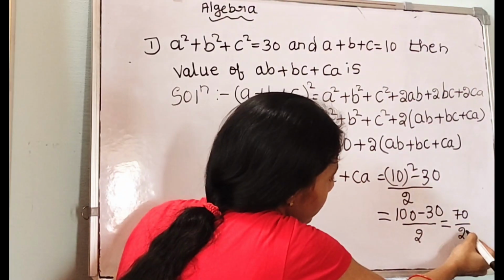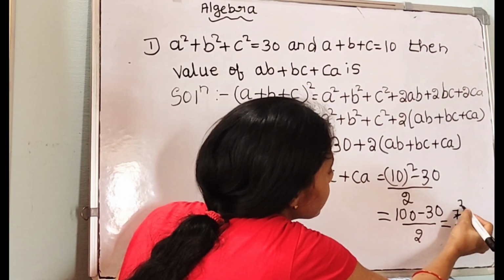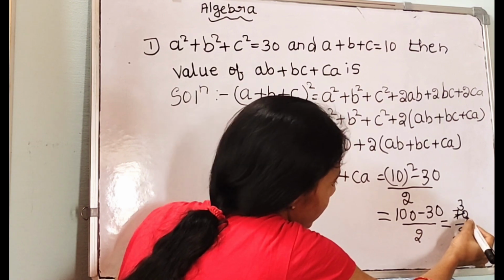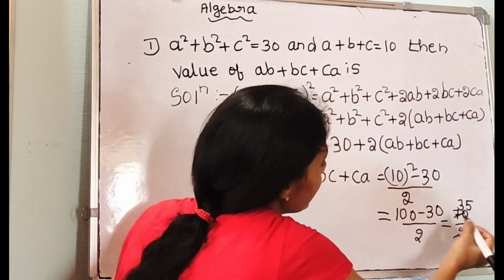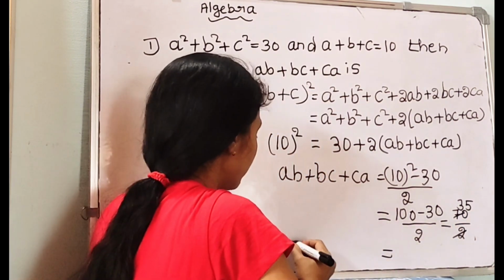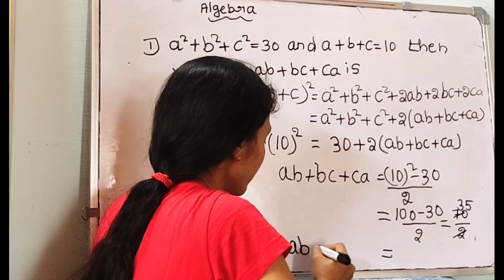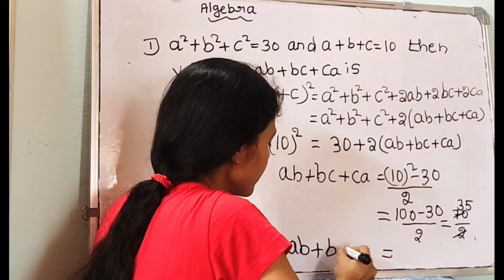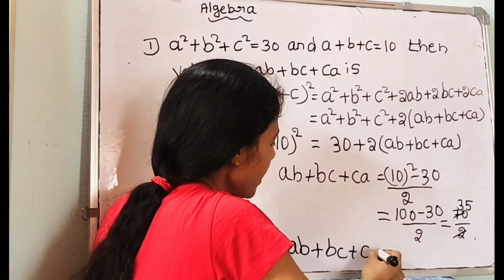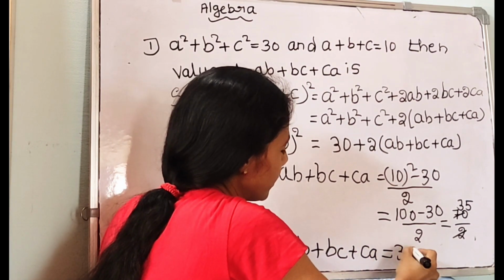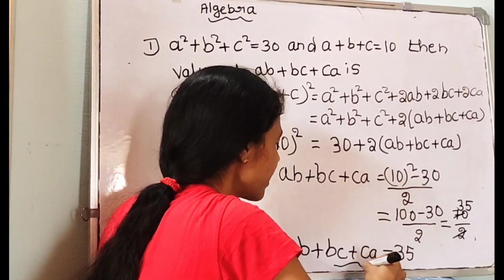Okay. 2 ones are 2. 2 threes are 6. 1 is remaining. So 10. 2 fives are 10. So the value of ab plus bc plus ca is 35. Okay.